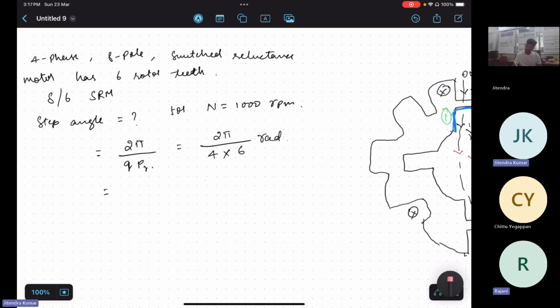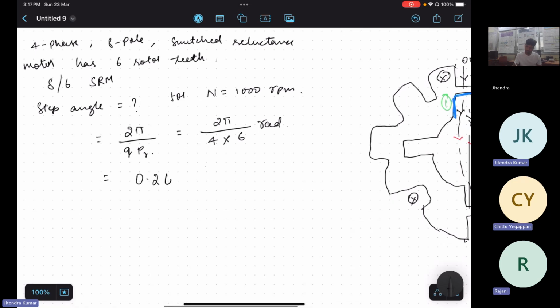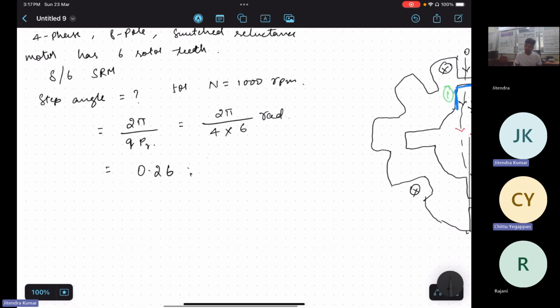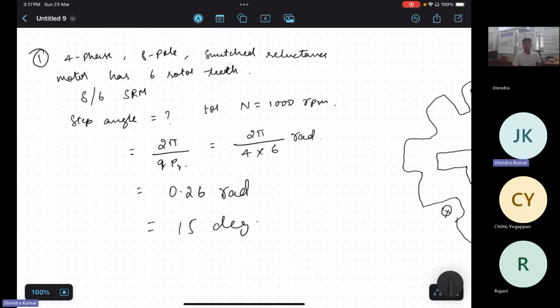0.261 is the radians. Sir, I'm getting 15 degrees. Is that correct? Exactly, 15 degrees is correct. So 15 degrees is equal to 0.26 radian. Yes, so 0.26 radian and 15 degrees is the correct answer. Okay. And what is the physical significance of a step angle?